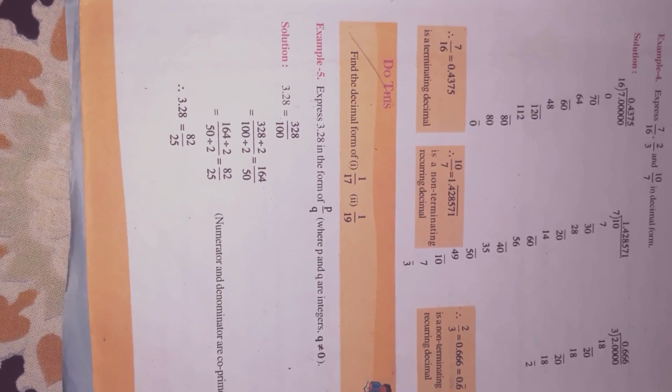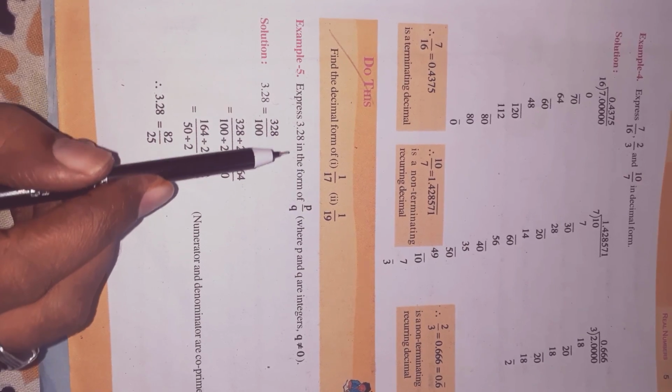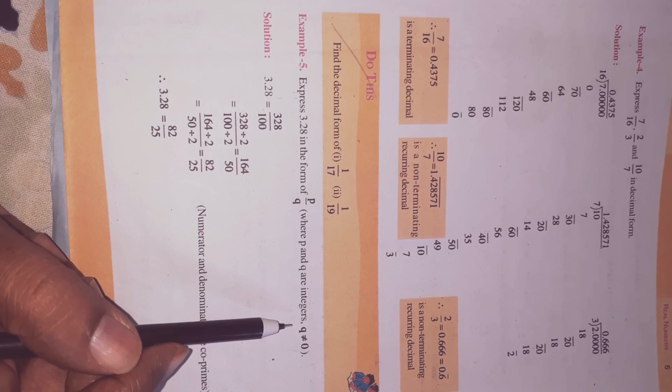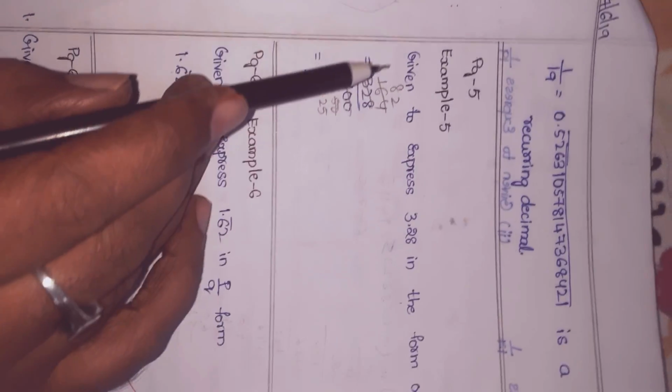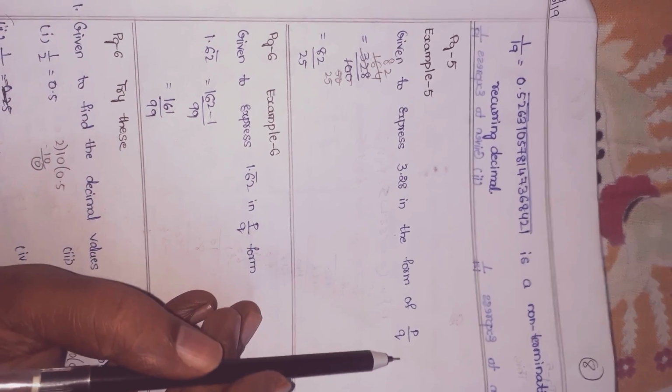Now example 5, children. Express 3.28 in the form of p by q, where p and q are integers, q is not equal to 0. So that only I have written, children. Example 5 is given to express 3.28 in the form of p by q.